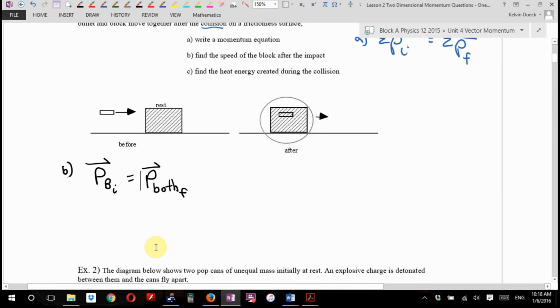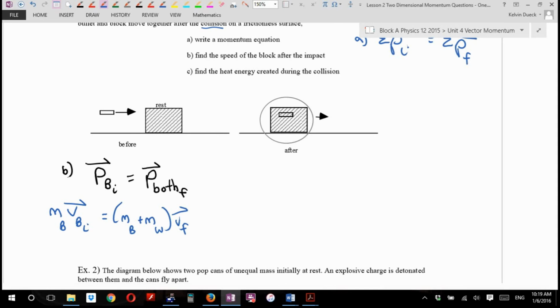Momentum is what times what? So this is going to be mass bullet v bullet initial, when they collide, equals mass bullet plus mass wood v final. And Colin already said, I think they're asking us to find V final. And because this is all in a nice straight line, linear, we can just divide to get the answer by itself. We don't need to add tip to tail or anything like that. So V final is going to be the mass of the bullet, velocity of the bullet initial, all over mass of the bullet plus mass of the wood.